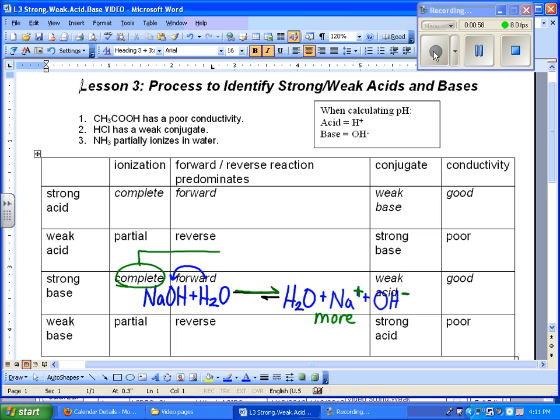This correlates to the conductivity being good. The only way that I can move around electrons is to have charge. So I need to have charge in there in order to have good conductivity.